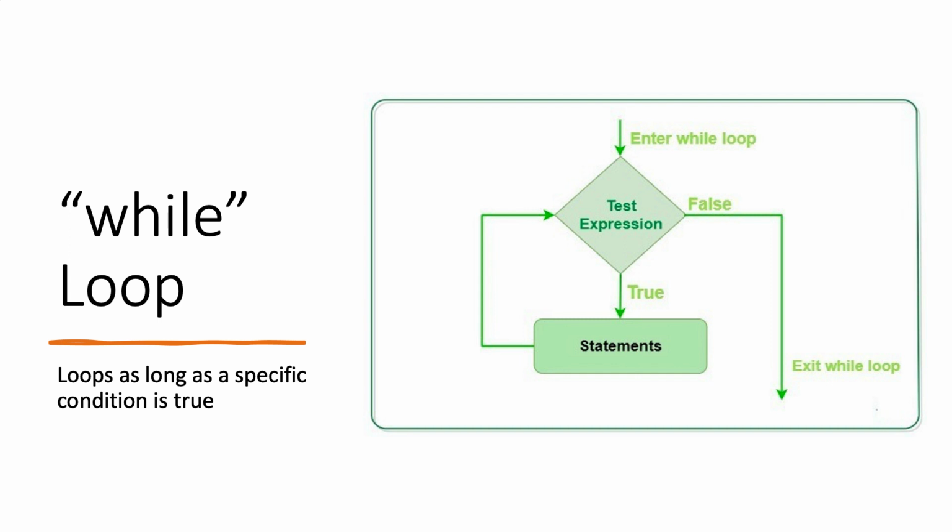But please be careful. Special care must be taken to ensure the condition will eventually become false. Otherwise, the loop can become an infinite loop, running endlessly and potentially causing the program to hang or crash. So to avoid this, it's common practice to include statements within the loop that modify variables involved in the condition. This ensures that the loop progresses toward termination. I will show you an example of an infinite loop and how to avoid it.